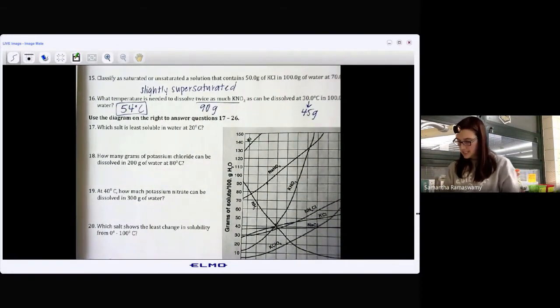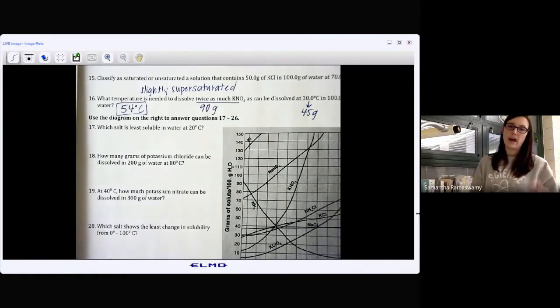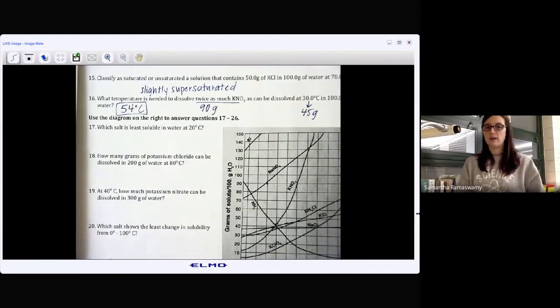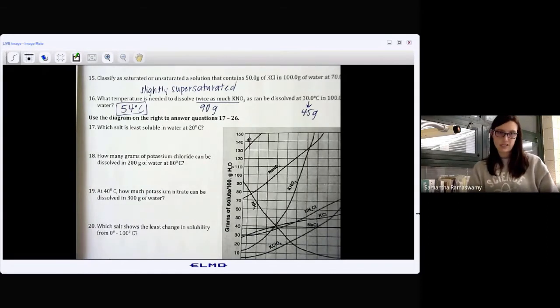And then 16, what temperature is needed to dissolve twice as much KNO3 as can be dissolved at 30 degrees Celsius in 100 grams of water. So 30 degrees Celsius is about 45 grams. So twice as much is 90 grams. So then we're looking at what temperature will we hit 90 grams of KNO3. And I said about 54 degrees Celsius.